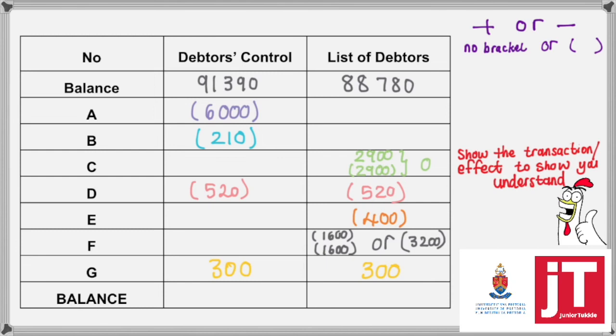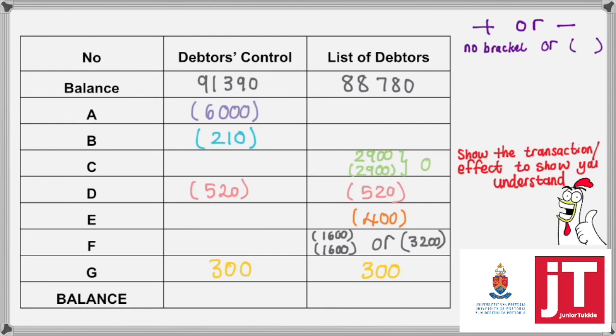And then lastly, we have to charge the overdue account of a debtor, and it was not recorded at all. So we have to add it into the control account and the list, because it's nowhere in our books at all. So it has to go through both sections.